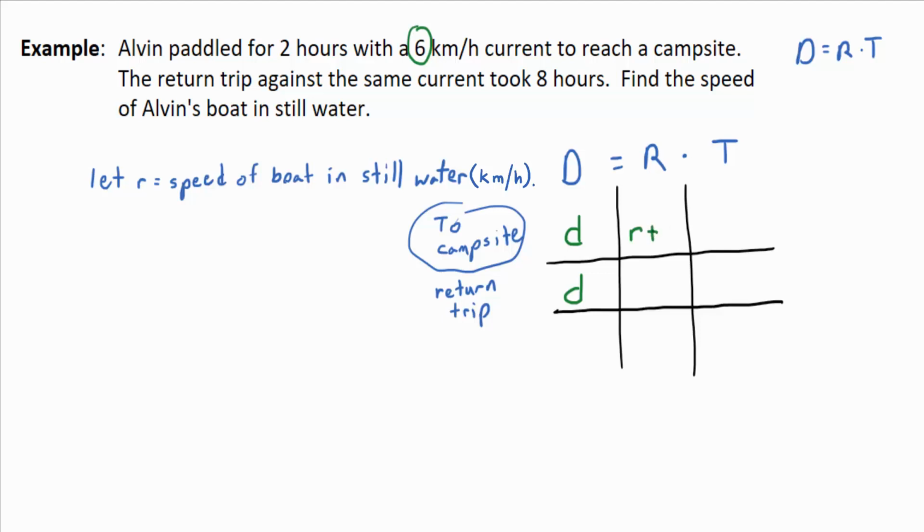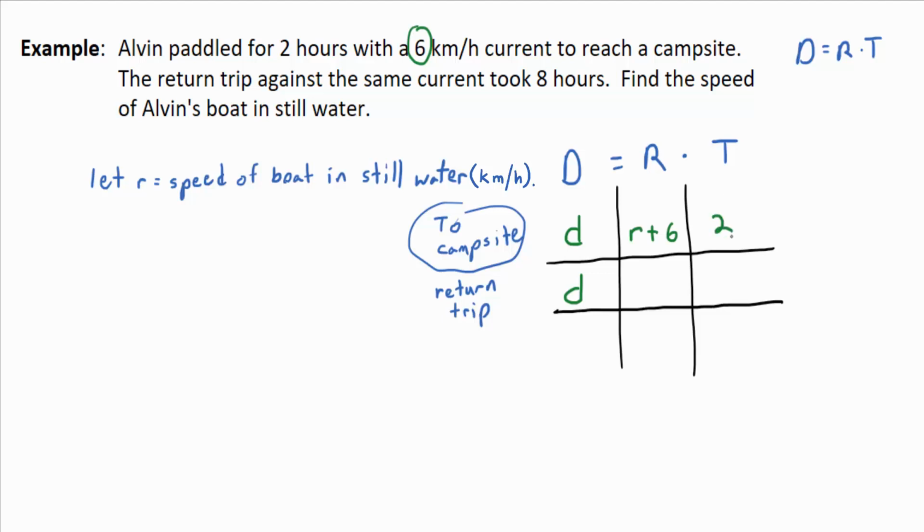So r plus 6 would be the total rate of Alvin's boat to the campsite. Does that make sense? How long did it take? 2 hours. So t going to the campsite is 2 hours.